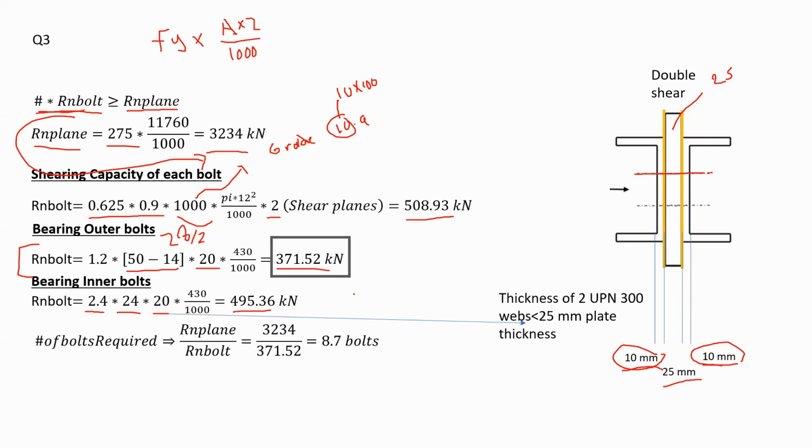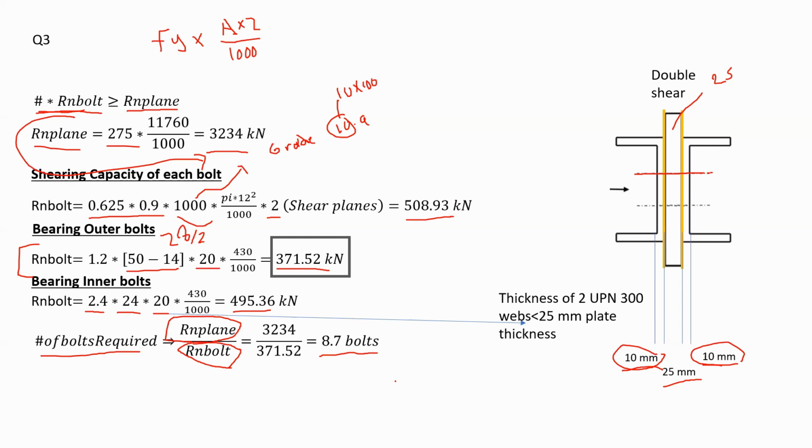And the least value that I have is the bearing of outer bolts. Now, it is 371.52 kilonewtons. And in determination of the number of bolts required, I would divide the capacity of the plane, in plane 3,234, by the capacity of one bolt, 371.52. From there, you get the number of bolts required to be equal to 8.7 bolts.